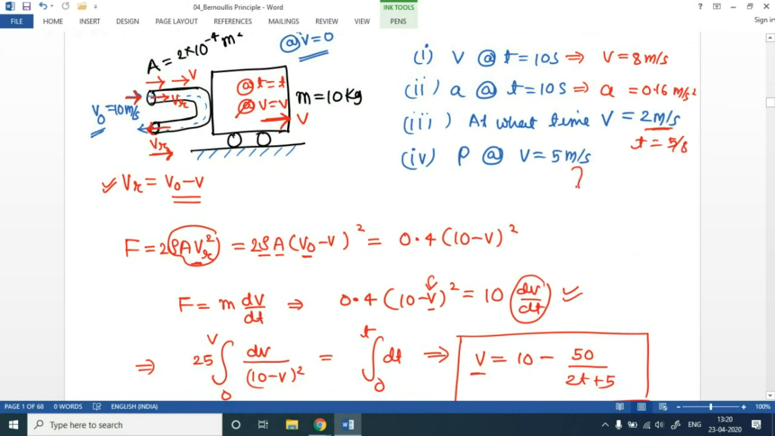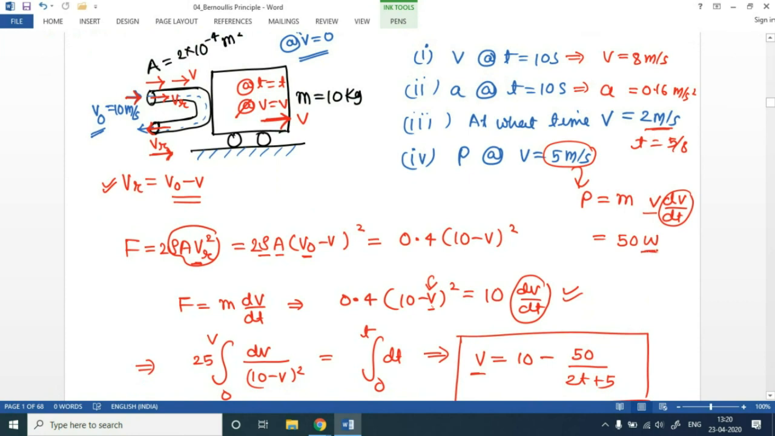And the calculation of power is also easy. Power would be nothing but m times v dv by dt. F dot v we are applying, so m v dv by dt. So v we know, that is 5 meter per second, and dv by dt is nothing but acceleration. So substituting the value of v in this equation, you will get the acceleration, and substituting all those values, you will be getting 50 watt as the answer.